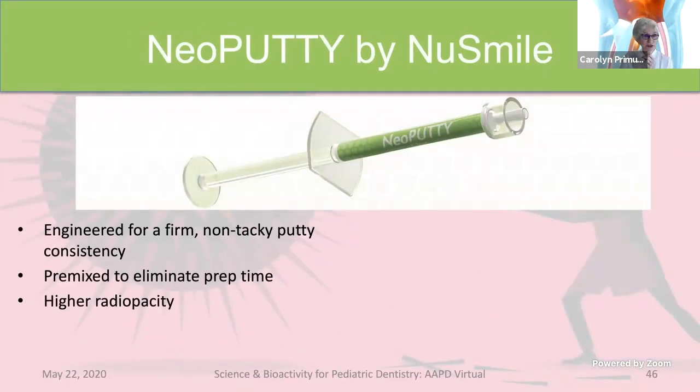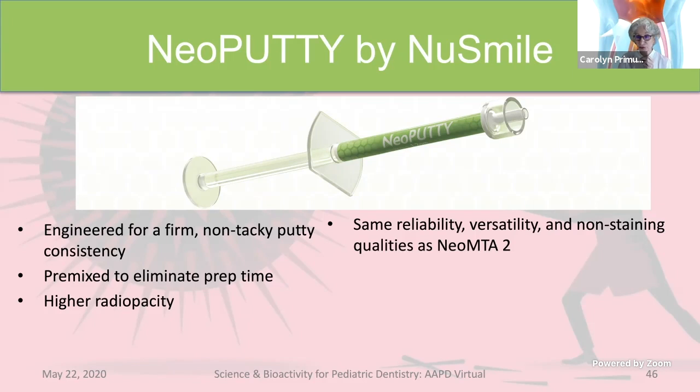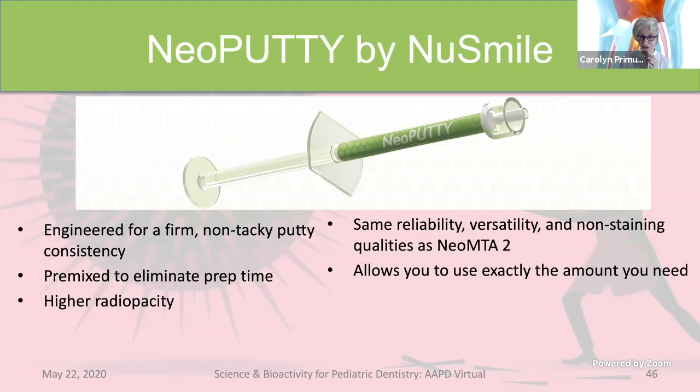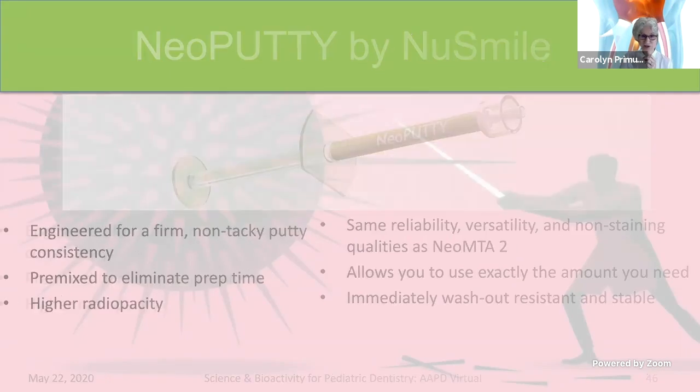So let's look at that syringe again and just emphasize a couple of features. This putty was really engineered and tested with pediatric dentists to ensure that it had a firm, non-tacky consistency that was suitable, especially for pulpotomies. It's pre-mixed to eliminate prep time or training, and it does have this higher radio opacity. It's reliable, versatile, non-staining, and it also allows you with this skinny syringe to dispense exactly how much you need. It's going to be washout resistant and it's going to be stable.